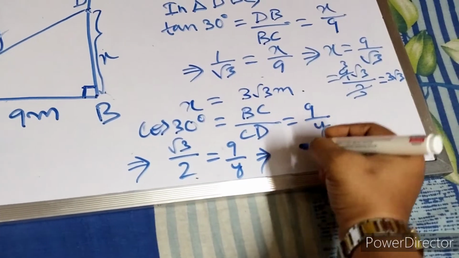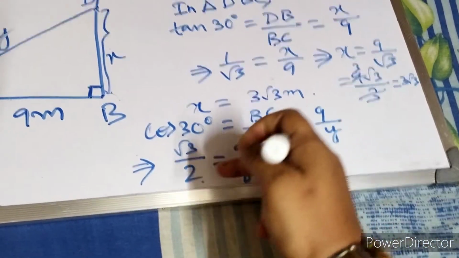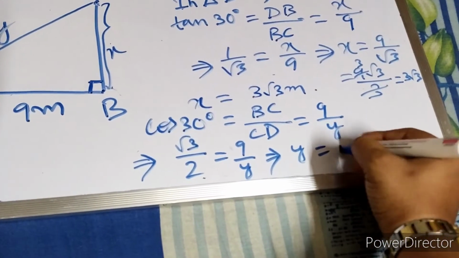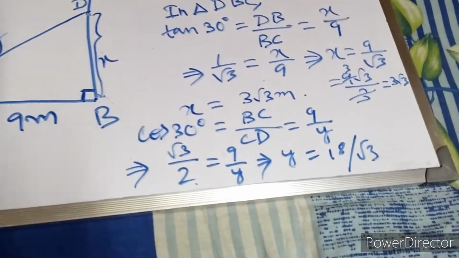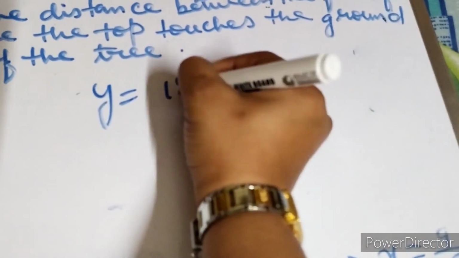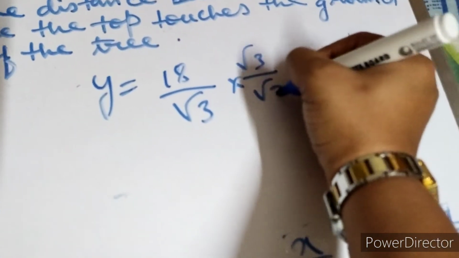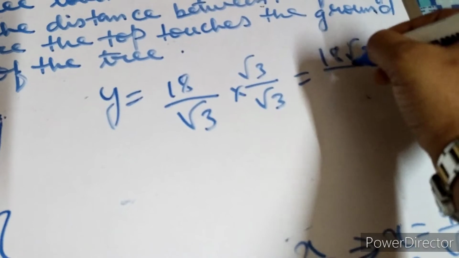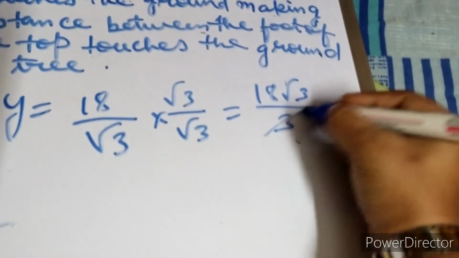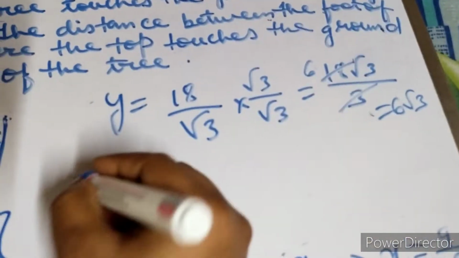So what is the value of Y? Let us take it that side. So 9 2s are 18, equals 18 by root 3. So Y is coming as 18 by root 3. Again we will rationalize, root 3 by root 3. That means it will come as 18 root 3 by 3. 3 6s are 18. So it is coming as 6 root 3.